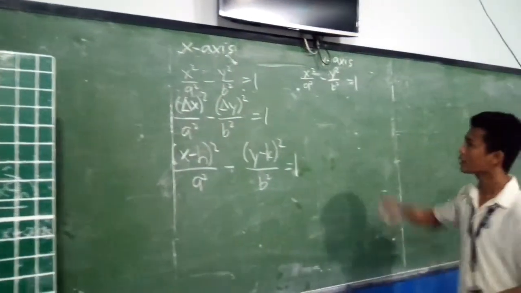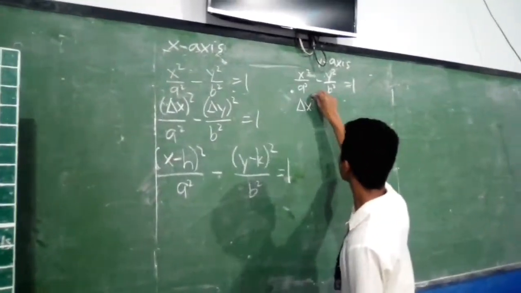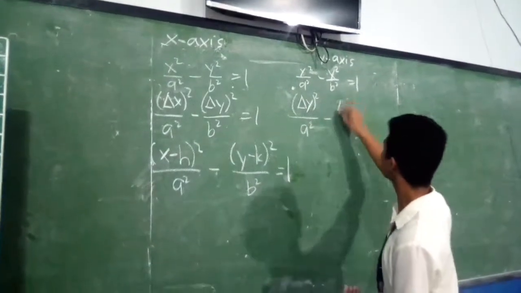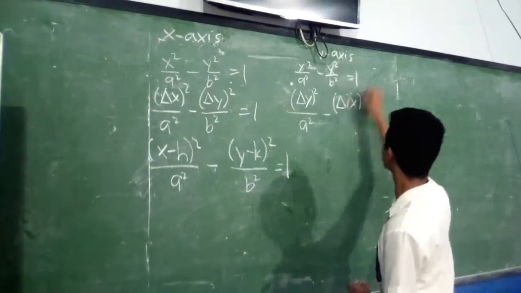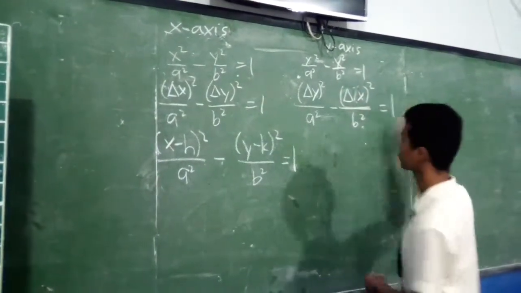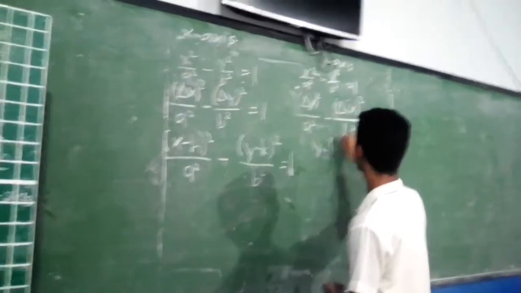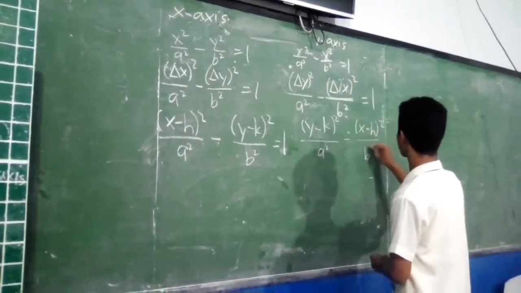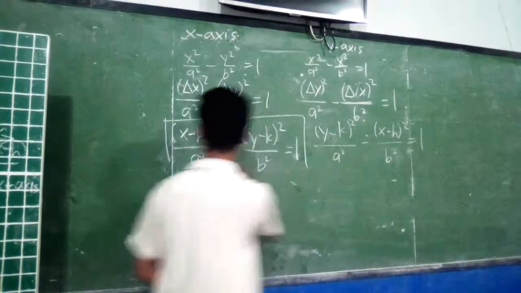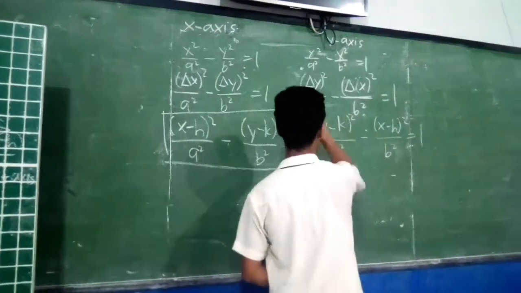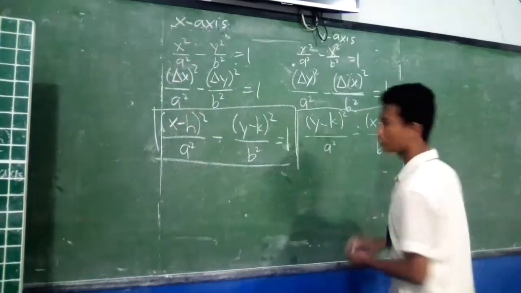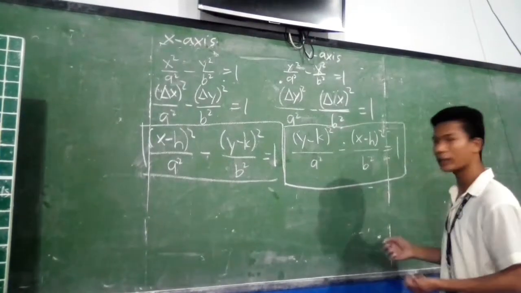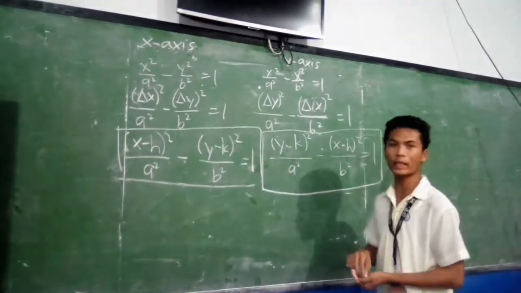Same with the y-axis, for the hyperbola with the center at h and k. Take note that a squared is always on the positive side. B squared can be greater than a squared, but a squared can never be negative.